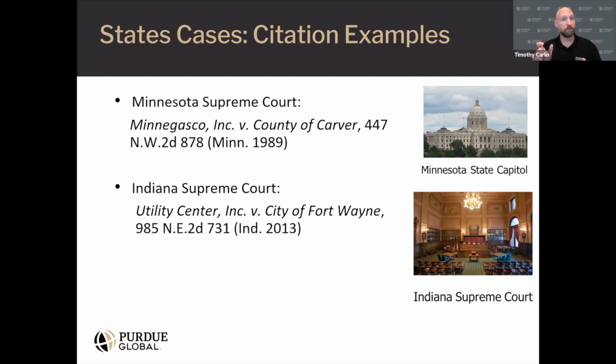And you can see in the first one for Minnesota, Northwest Second Series Reporter. Oh, what? We just saw the map. That's a pretty big region. Which state are we talking about? Oh, Minnesota. Indiana, again, we can see the Northeastern Second Series, volume 985, page 731. Well, what state is that going to be in? We see City of Fort Wayne. We don't want to guess, though. It's Indiana. And so we're going to see that's the Indiana Supreme Court.